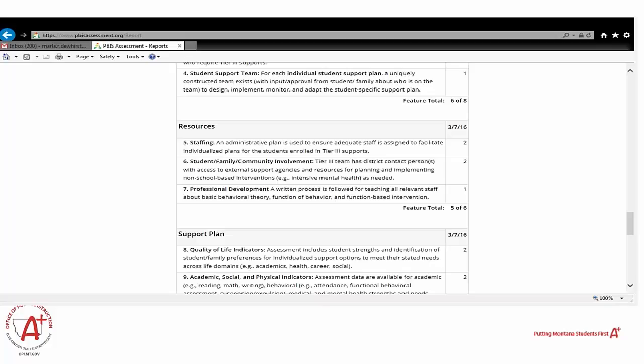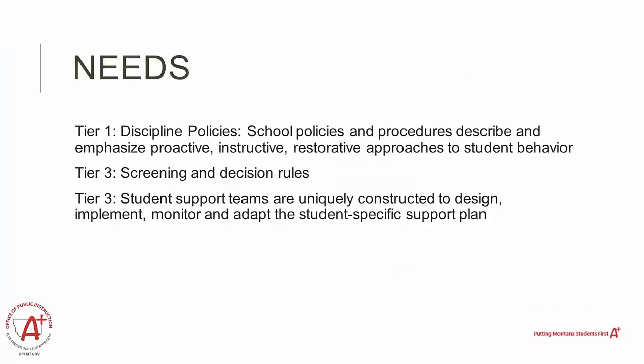I see lots of 2s here. My granddaughter's going to be in good hands. But I also see a couple of ones that may just need a tiny little boost to bring them up to complete proficiency. So if we were to take a look at Anderson's needs, and to be honest, we stole these, they're Tier 1. They want to amp up and utilize some more work with their discipline policies. They want to emphasize proactive and instructive and restorative approaches to students.